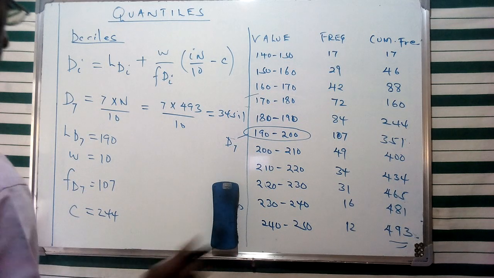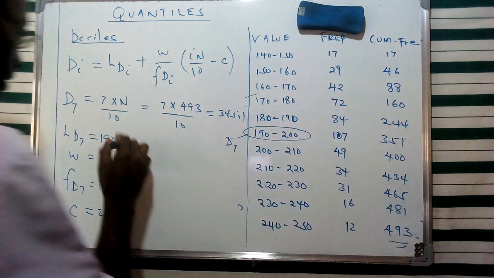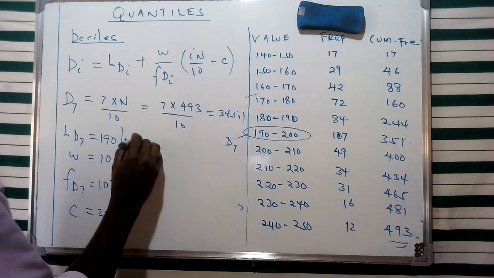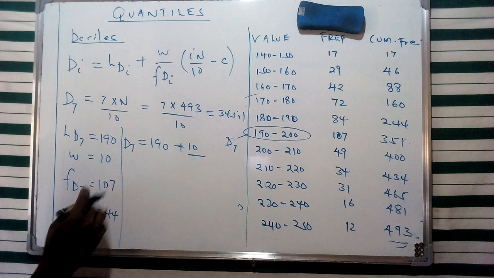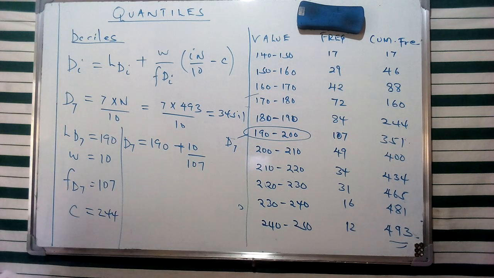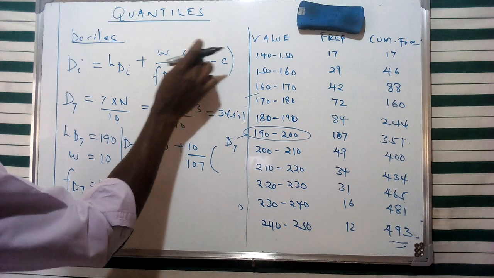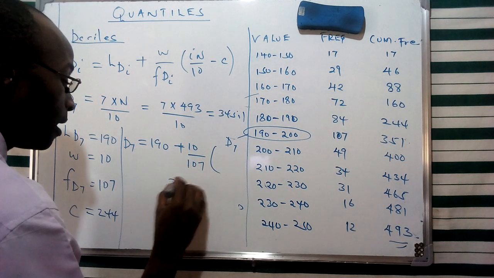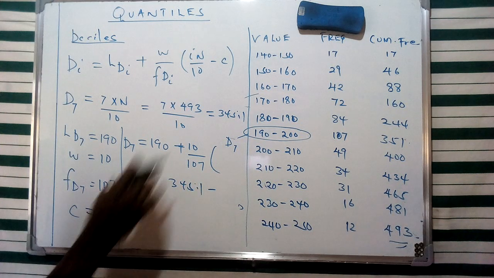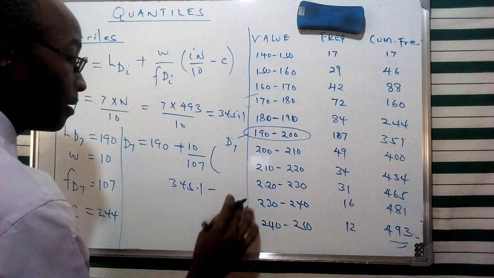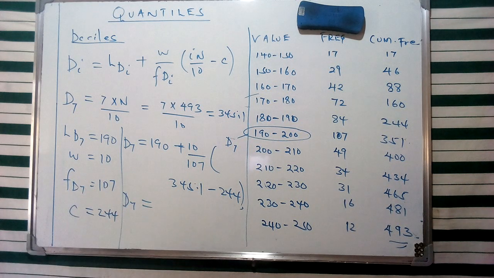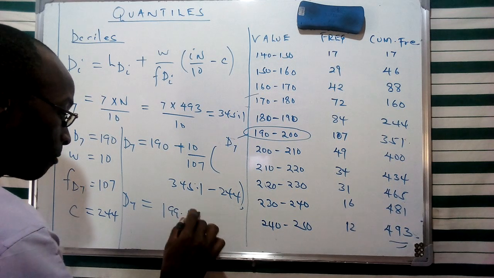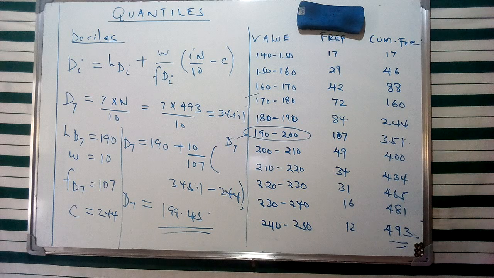So basically we shall do a substitution to find our 7th decile in this particular case. D7 is equivalent to 190 plus the class size of 10 divided by the frequency of the 7th decile, given as 107, multiplied by these specific values. We have evaluated n over 10, and it has given us 345.1, minus the cumulative frequency of the class preceding the 7th decile class, which is 244. All of this gives us the 7th decile, which is equivalent to 199.45, and that is our 7th decile obtained from that specific class.